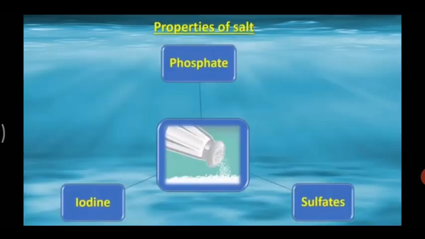Let's move forward. Next is properties of salt. Many minerals like phosphate, sulfates, iodine, etc. are obtained from the sea. We depend on oceans to some extent for minerals. We get minerals from the oceans.